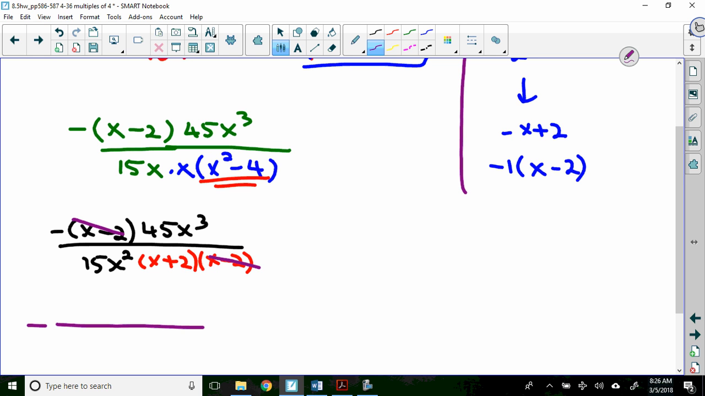They're both divisible by 15, aren't they? So the 15 is going to turn into a 1. The 45 is going to turn into a 3. And then think of your exponent rules. What's going to happen with the x's?